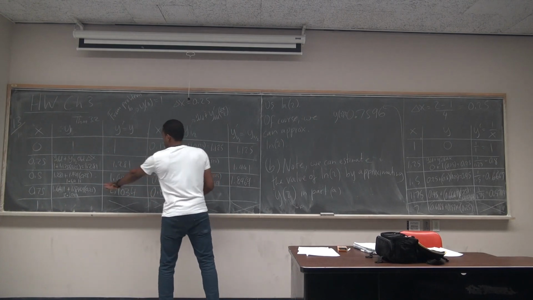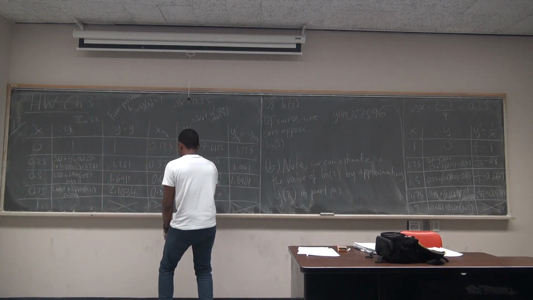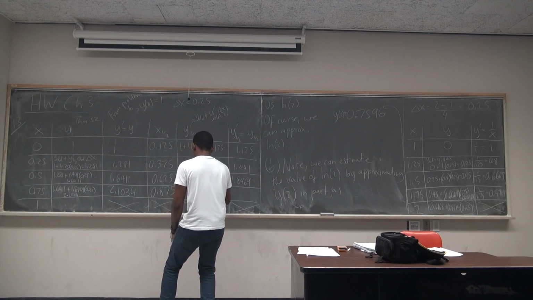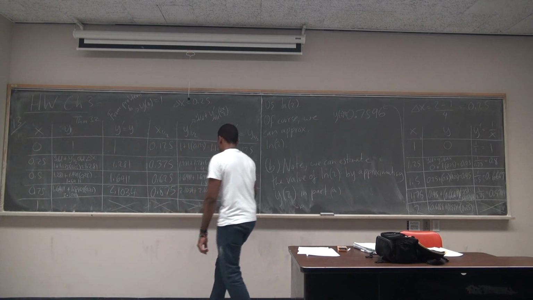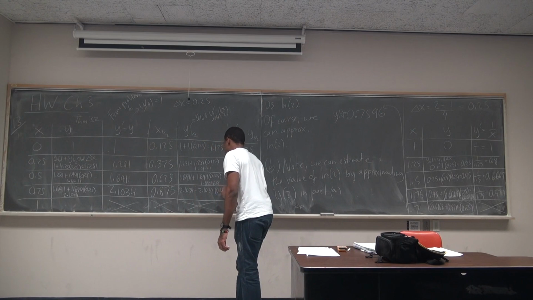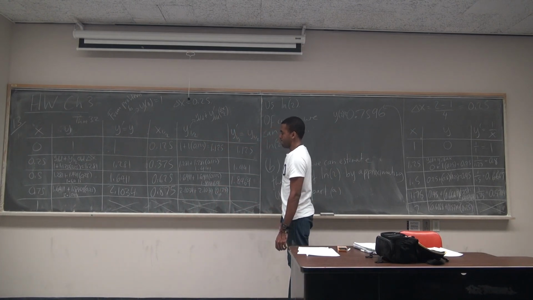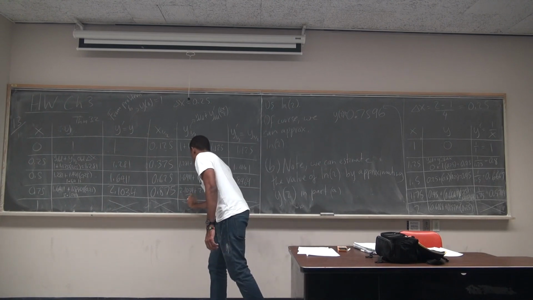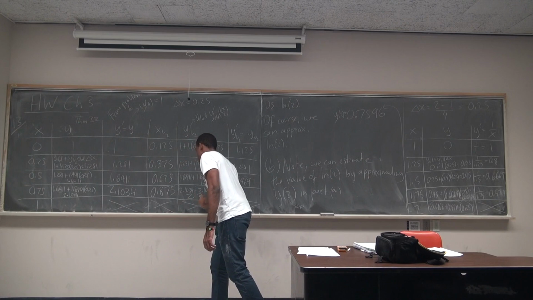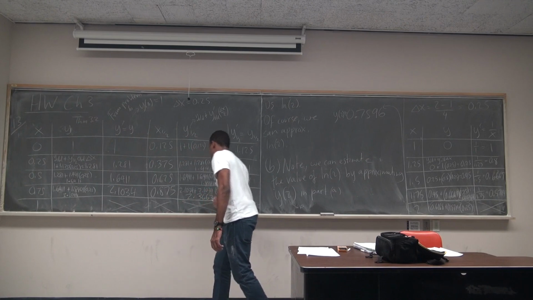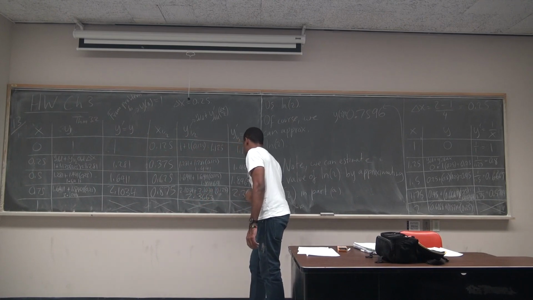Over here, old y, 2.1034 plus old y prime, 2.1034 times delta x over 2, which is 0.125. That gives 2.3663. This copies that, 2.3663.